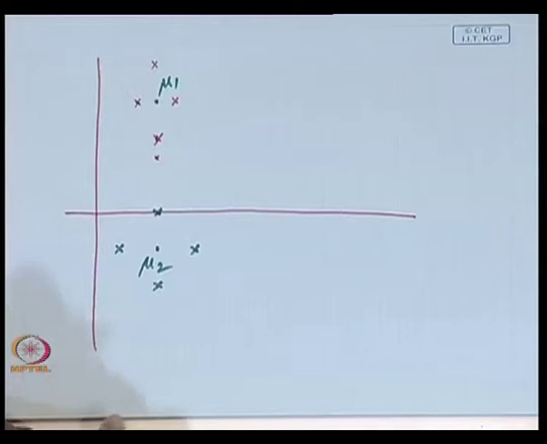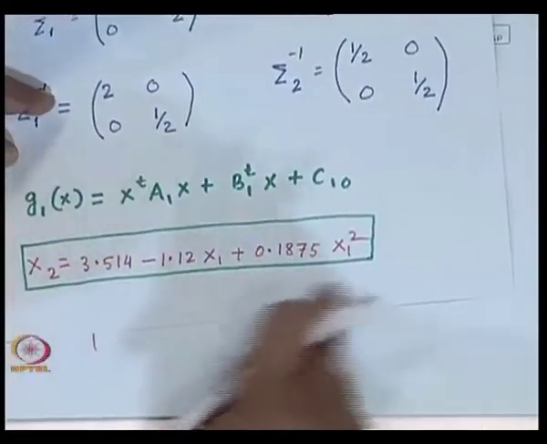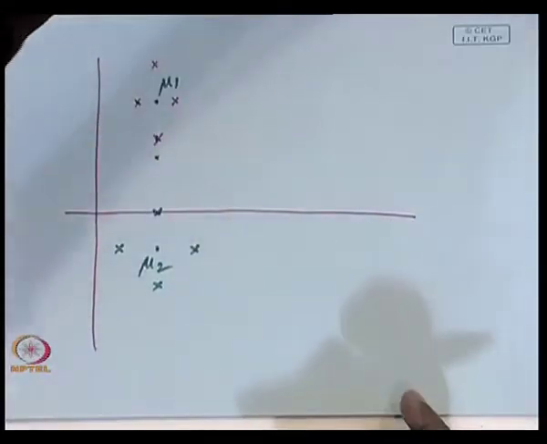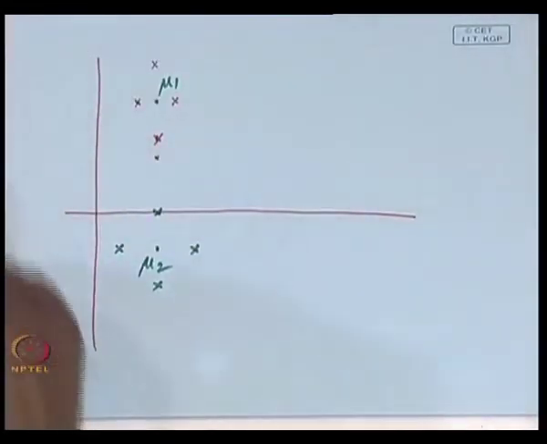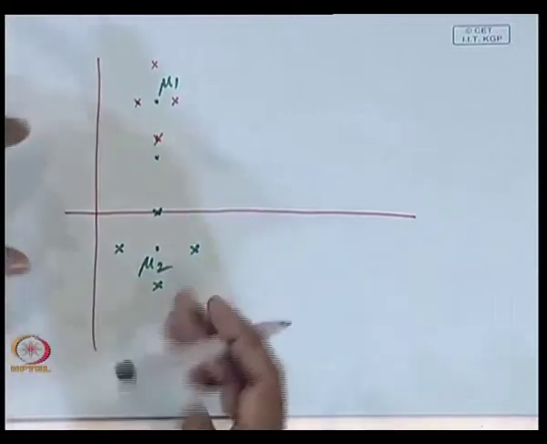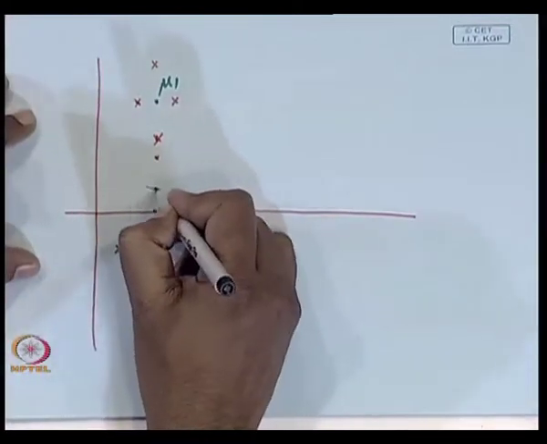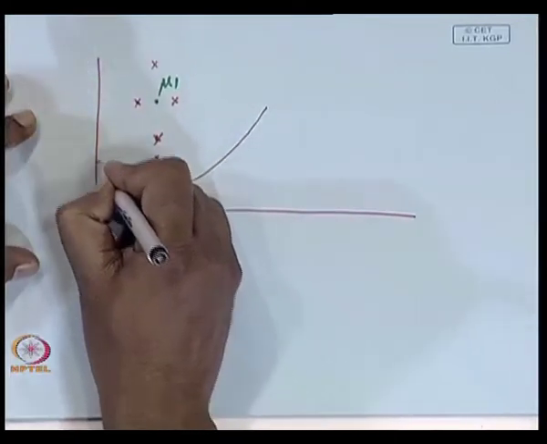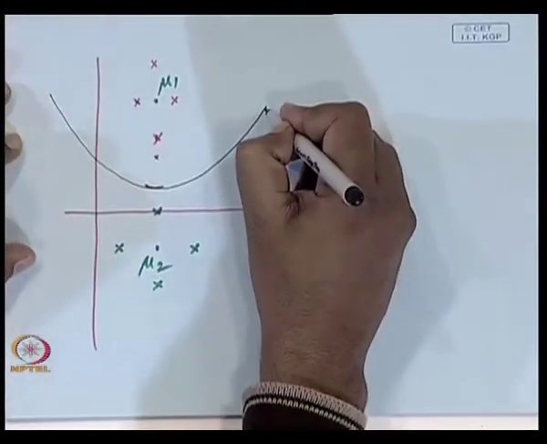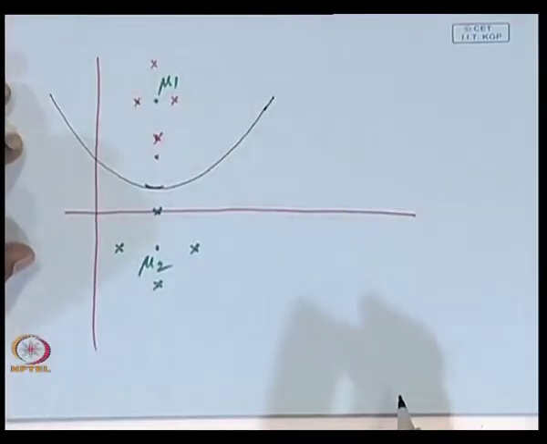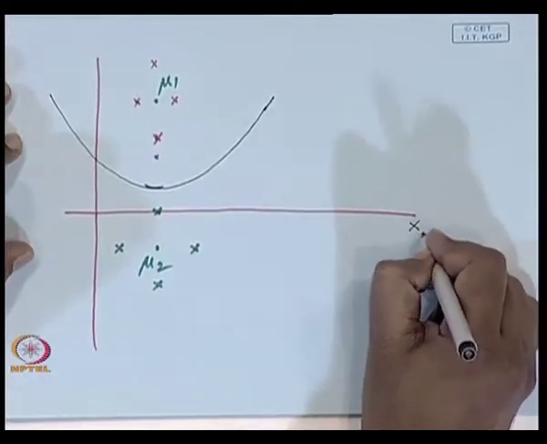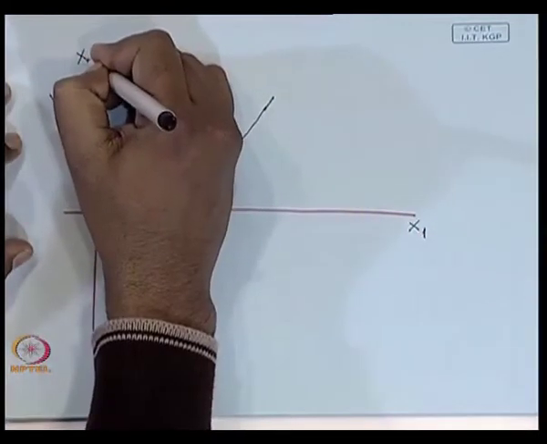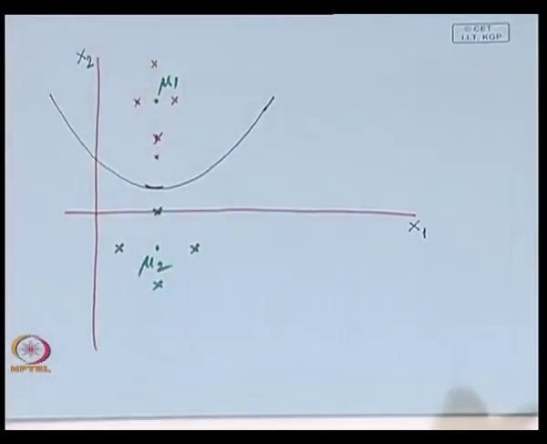And if you plot this quadratic curve into this space, this quadratic curve will be something like this. I am assuming that I have two components, one is x 1, the other one is x 2. So, you find that I really get a quadratic curve separating the two classes omega 1 and omega 2.